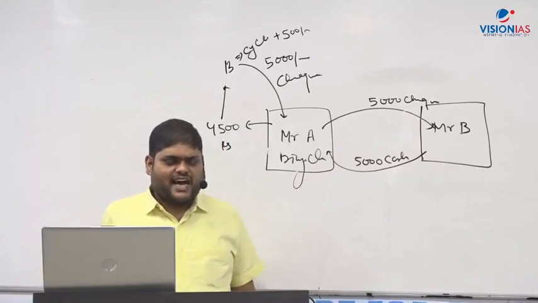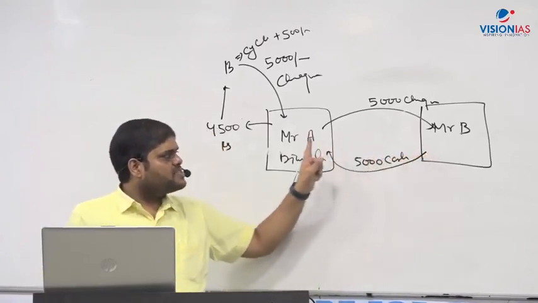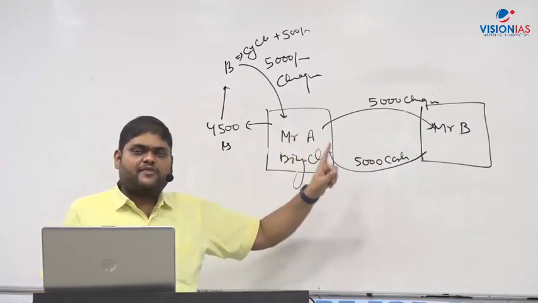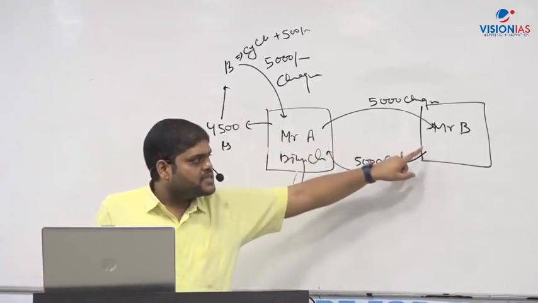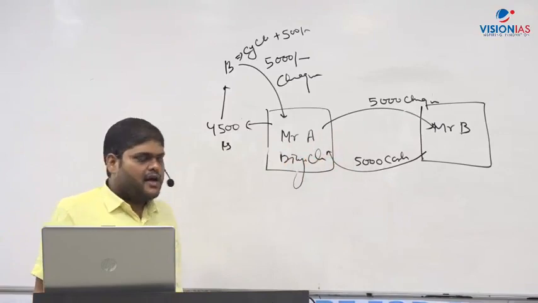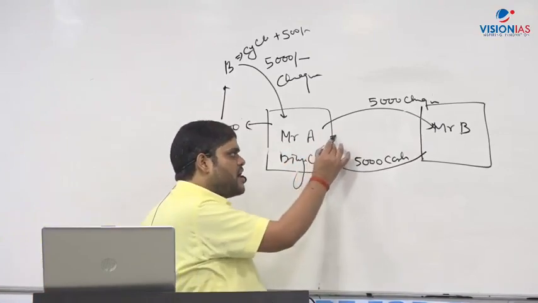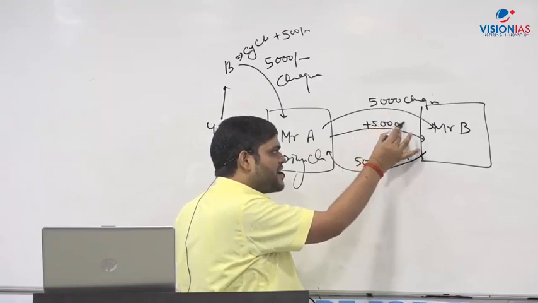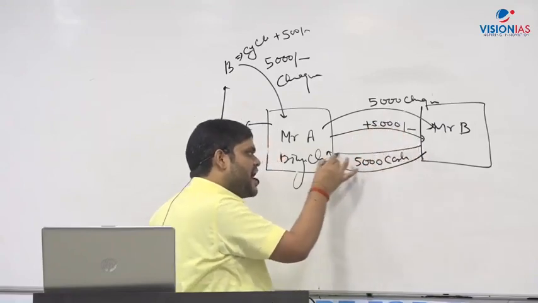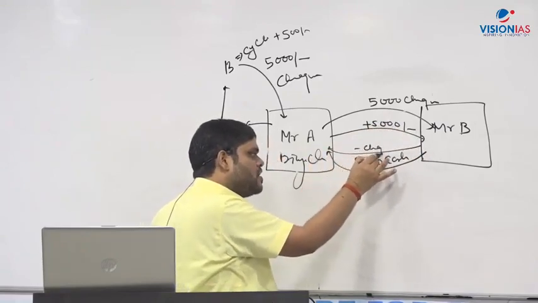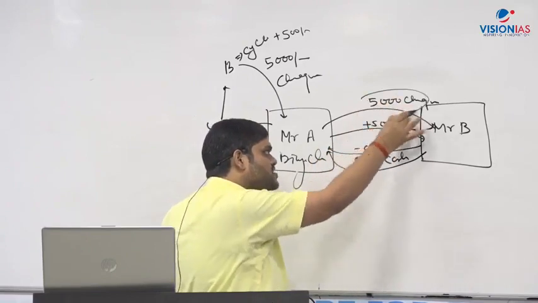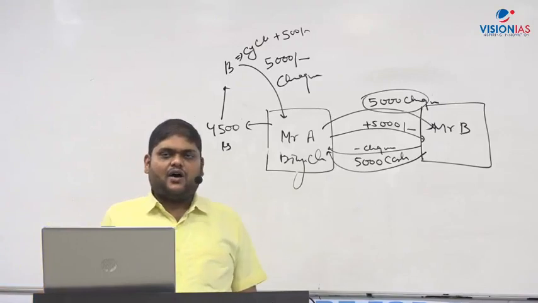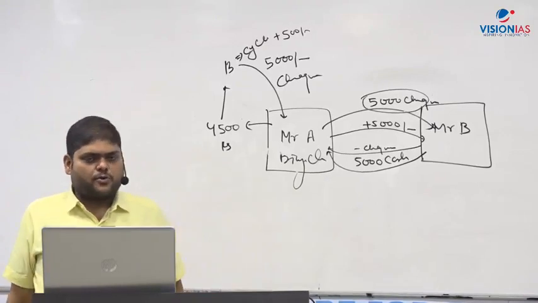Because of that, Mr. B came to Mr. A and asked him to return the 5,000 rupees which Mr. B gave to Mr. A. So when the check was bounced, Mr. A gave 5,000 rupees back to Mr. B and took the bounced check of 5,000 rupees.